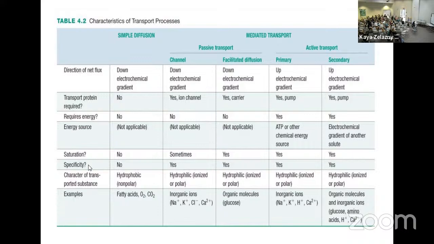Here we also show that all of the times we use proteins to move things across cells, it's going to be specific to a specific ion or a specific molecule. And here we can see what types of molecules are going to be moving by each process, and some examples of ones that we'll see later on.